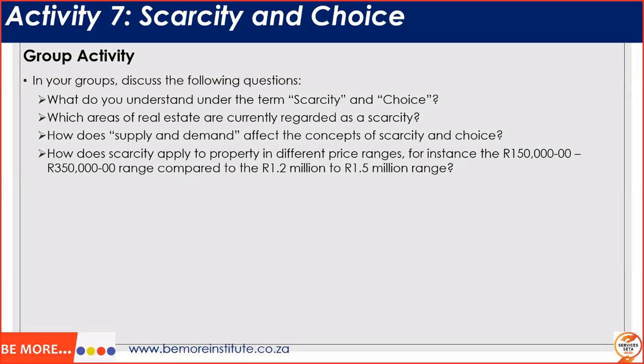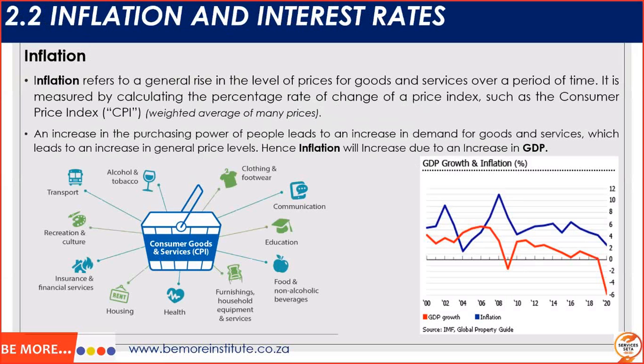Right. Then we move on to another concept, which is called inflation and interest rates. What is inflation? Inflation refers to a general rise in the level of prices for goods and services over a period of time. It is measured by calculating the percentage rate of change of a price index, such as the consumer price index, which is usually the weighted average of many prices. So basically, this consumer price index is like a basket of goods that are currently available in the market.